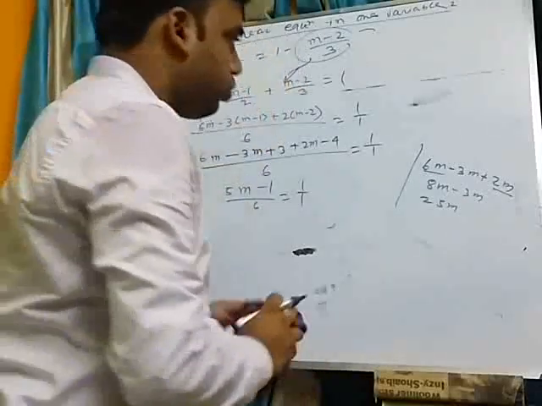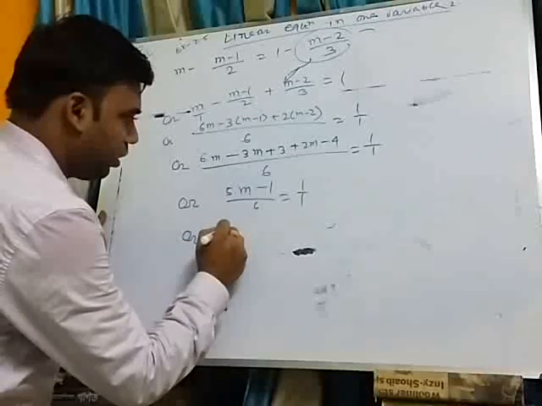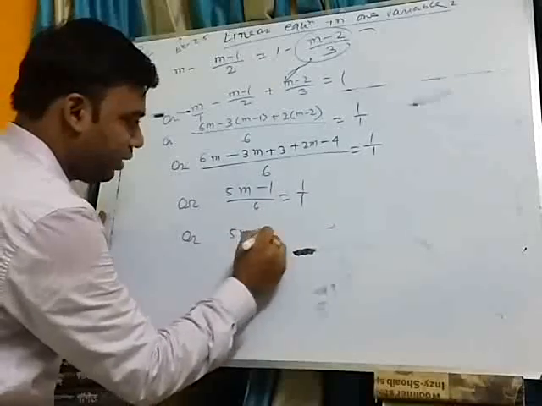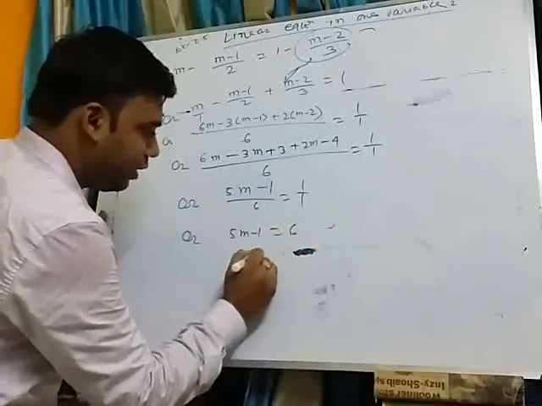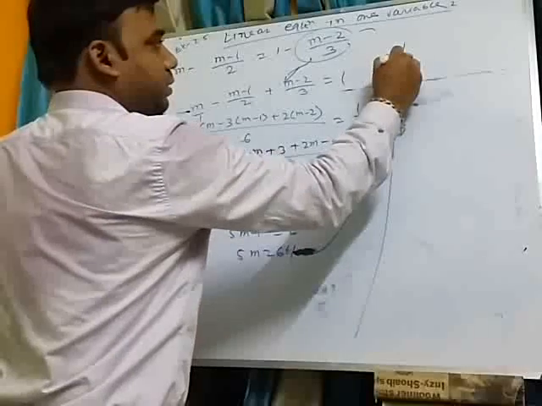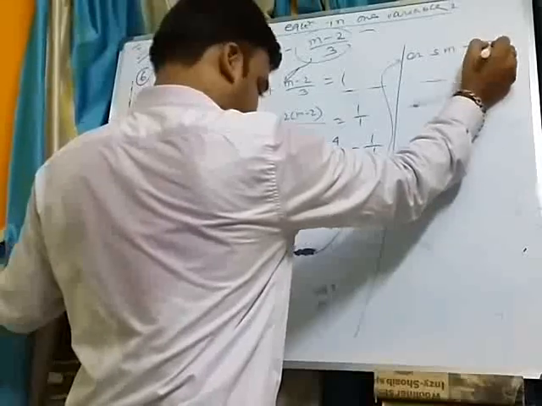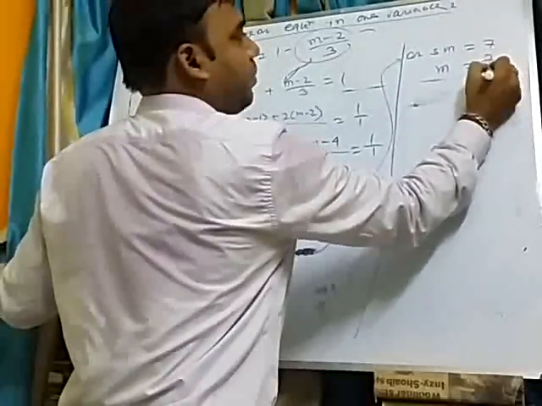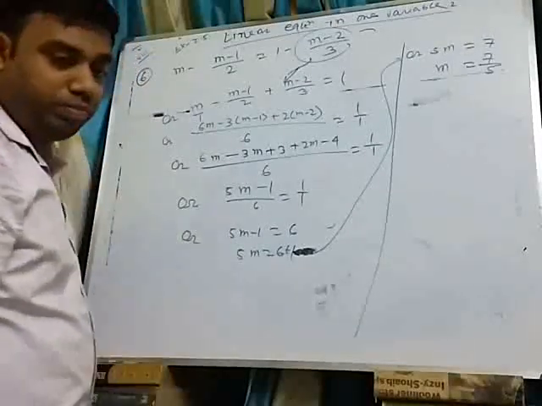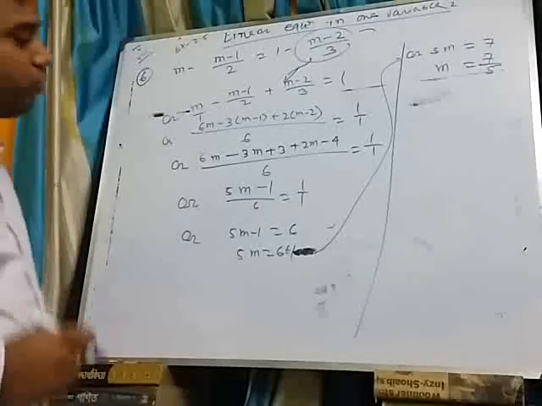Now we should use the cross multiplication method. 5m minus 1 into 1, that is 5m minus 1, and 6 into 1, that is 6. 5m equal to 6 plus 1, 5m equal to 7, m equal to 7 by 5. m equal to 7 by 5 is the answer. So the solution of the given equation 6 is 7 by 5. Just copy it, student.